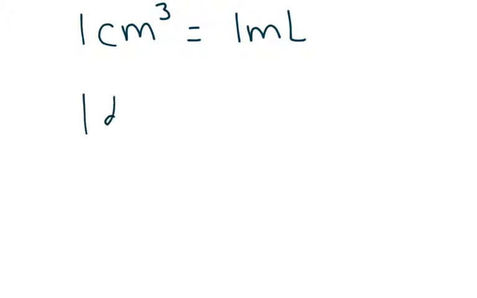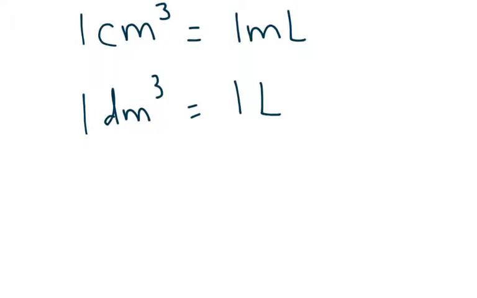Now there are a couple weird prefixes and unit relationships. One of them is that 1 centimeter cubed is the same as 1 milliliter. Right? They're the exact same thing. So if you're given something in centimeters cubed and I say, okay, how many milliliters is that? It's going to be the same number. Another relationship you need to know is that 1 decimeter cubed is equal to 1 liter.